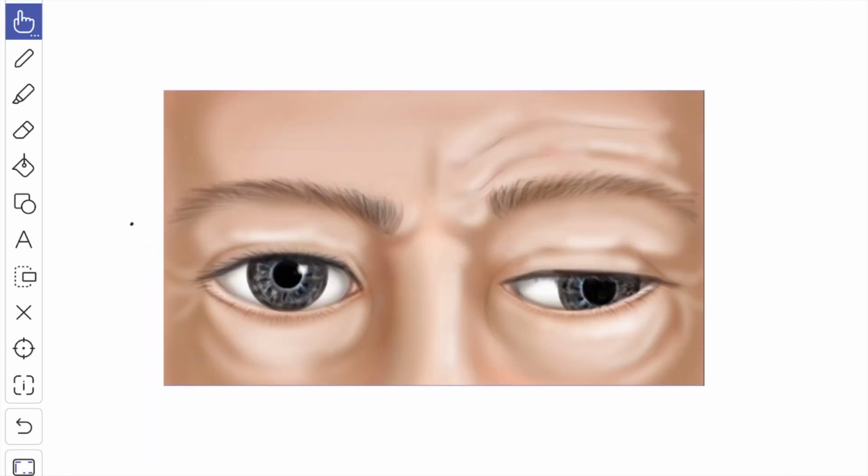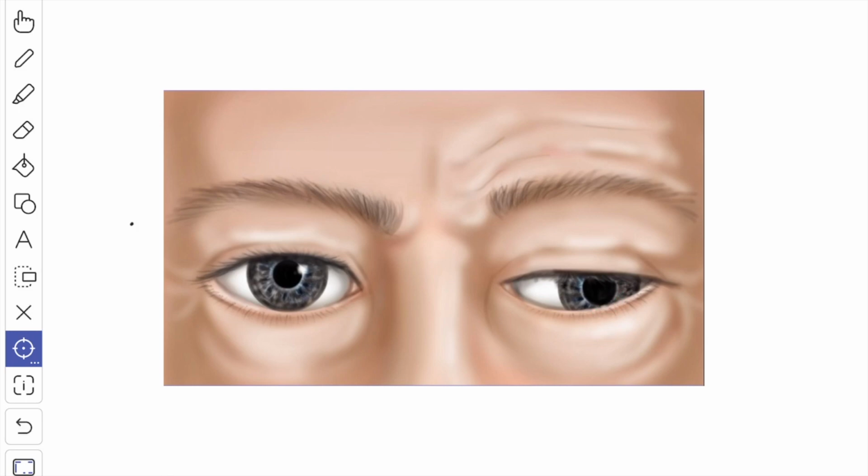Next, we'll see the clinical anatomy related to the oculomotor nerve. Complete division of the oculomotor nerve on one side is manifested as follows. So you have the ptosis or the drooping of the upper eyelid due to the paralysis of the levator palpebrae superioris muscle. Then you have the external squint due to the unopposed action of the lateral rectus muscle. Then you have the dilated and fixed pupil.